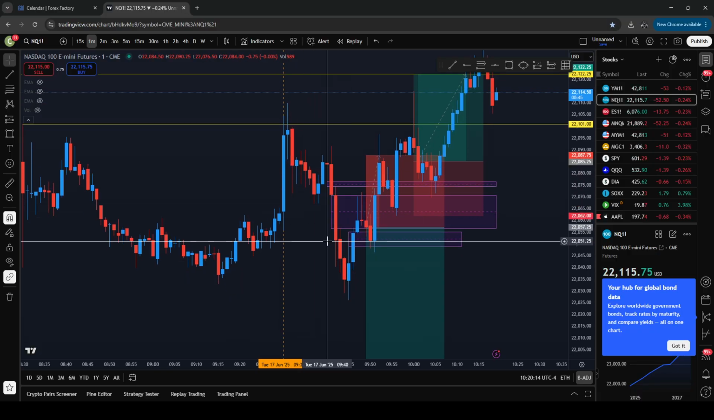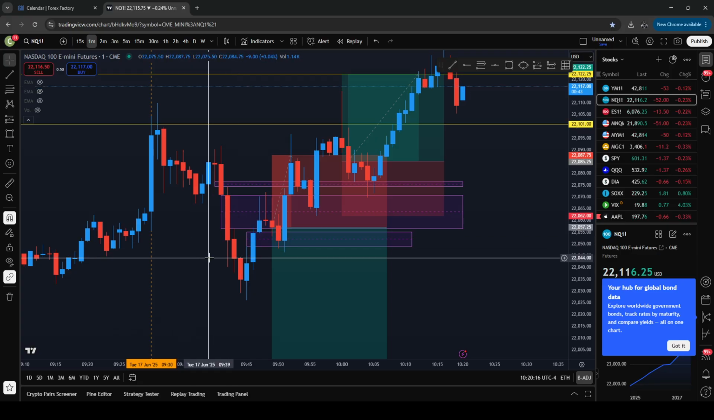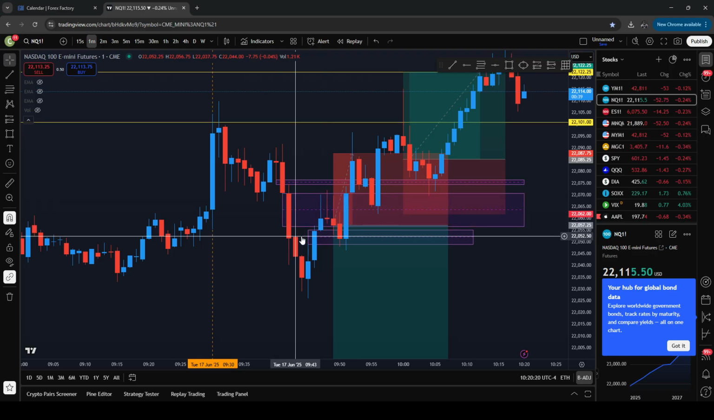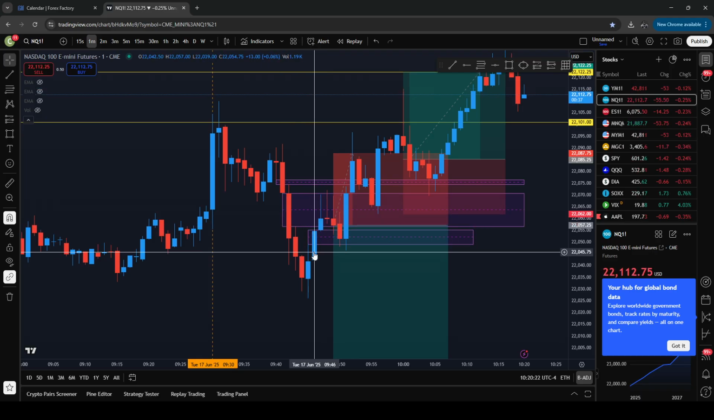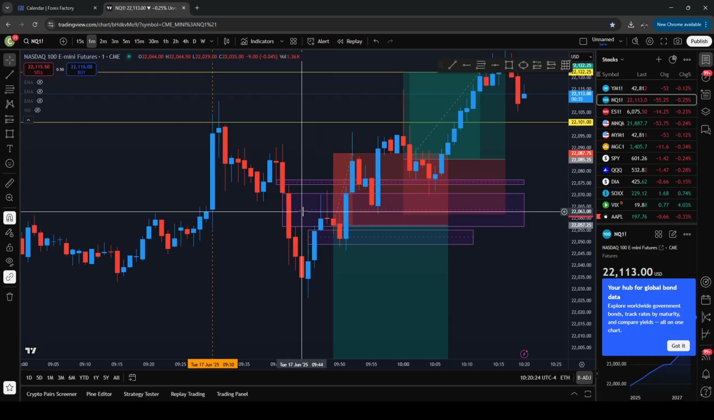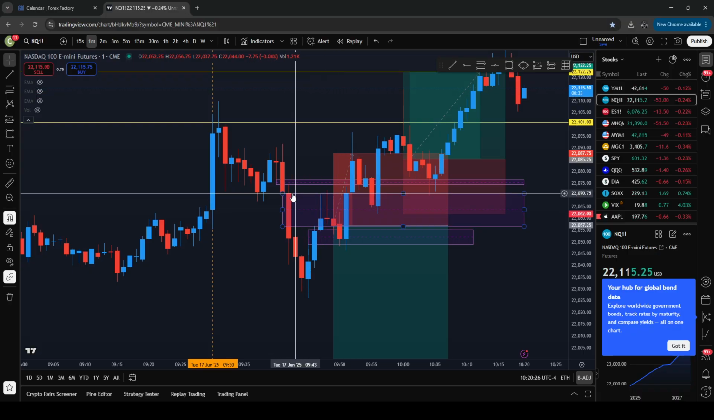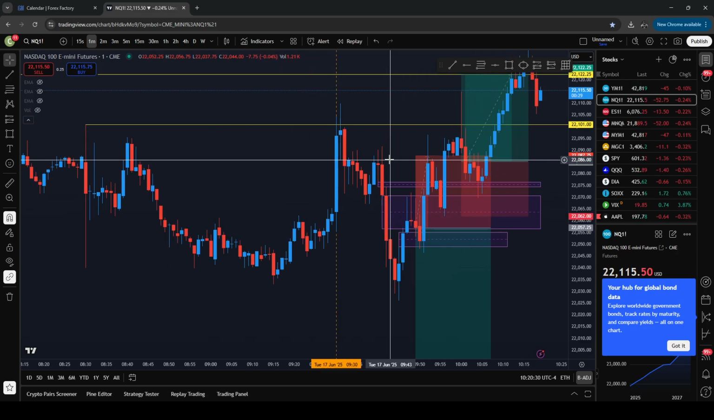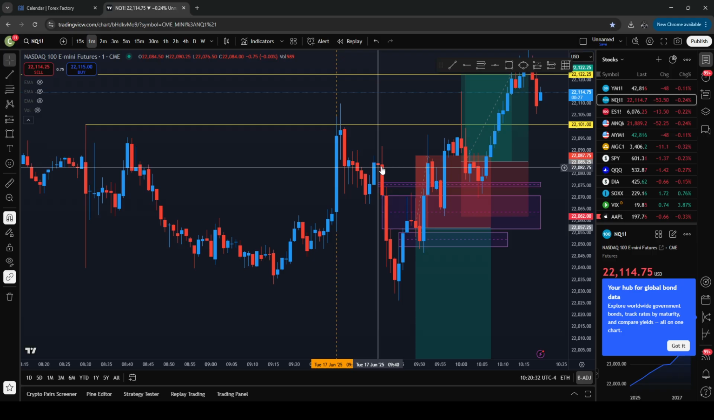Market broke downwards with some momentum, so I started marking out these fair value gaps. I saw that we didn't have too much momentum coming up. We were staying below the 50% of this fair value gap. I got in right here. My stops were right here above this order block.